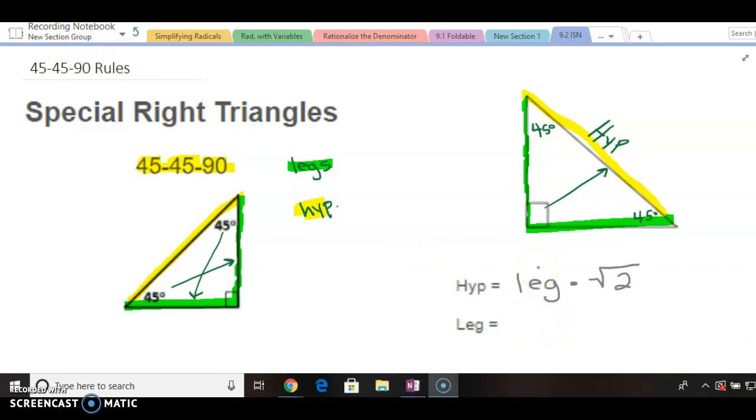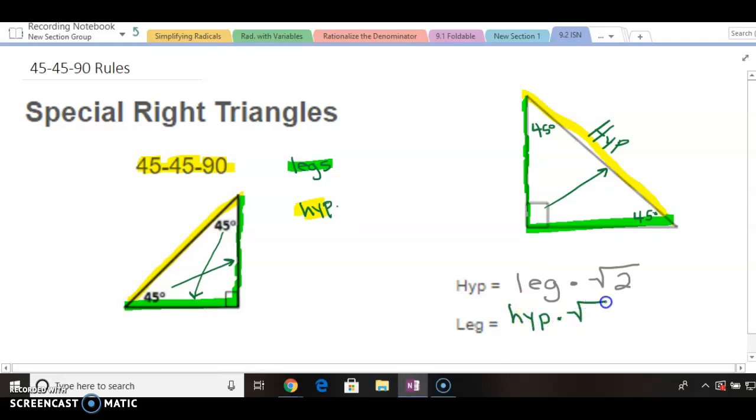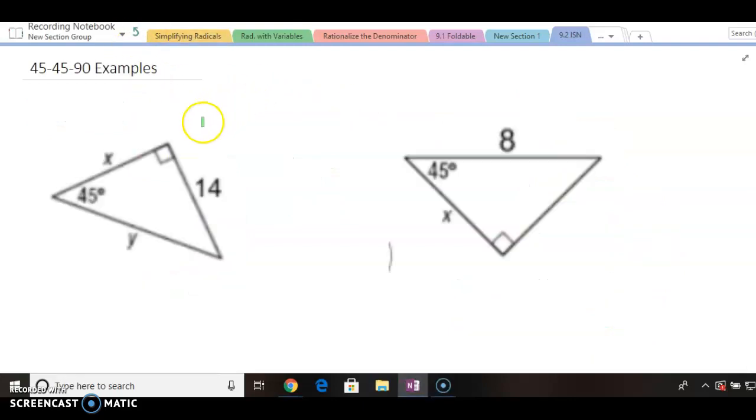All right, now if I have my hypotenuse but I need to find my leg, I know that my leg is equal to my hypotenuse times the square root of 2 divided by 2. Okay, every single time this works. So let's do a couple of examples. All right, so here's my two examples.